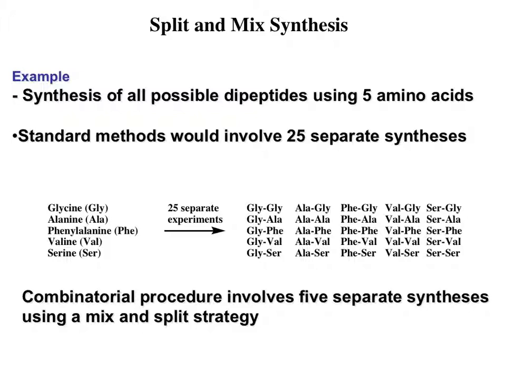A split and mix synthesis example is shown here. You want to synthesize all possible dipeptides using 5 amino acids. If you're using the standard parallel method, you would need 25 separate syntheses. In the case of split and mix, you would involve 5 separate syntheses using a mix and split strategy.